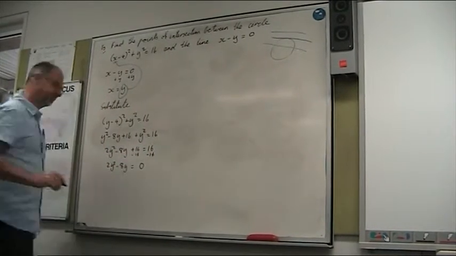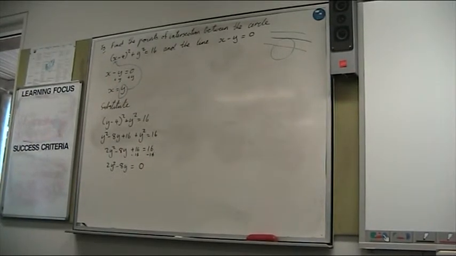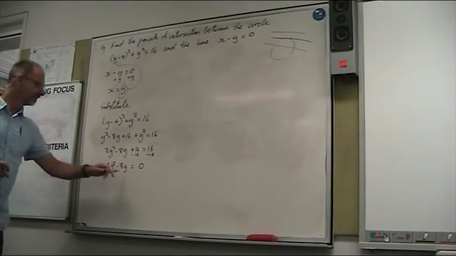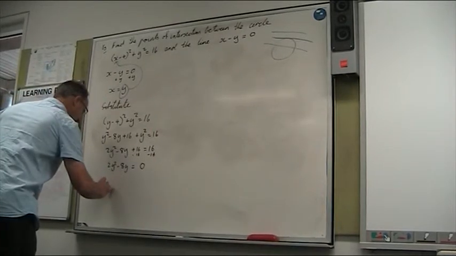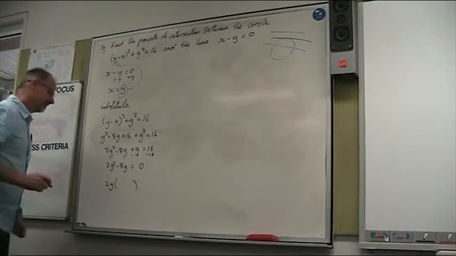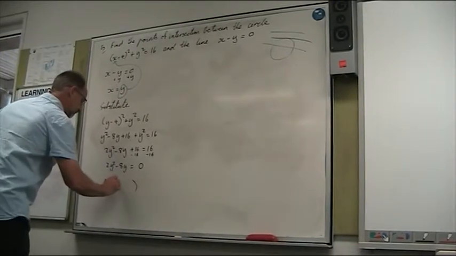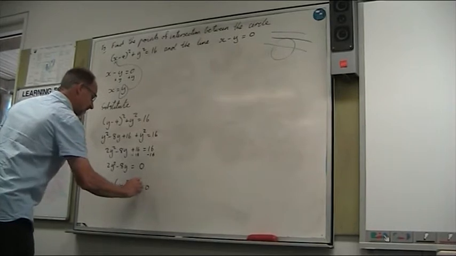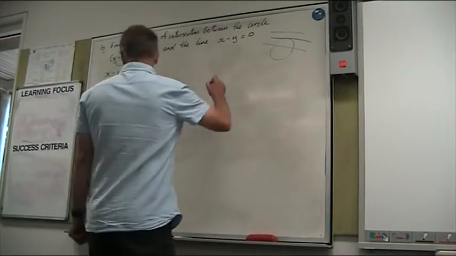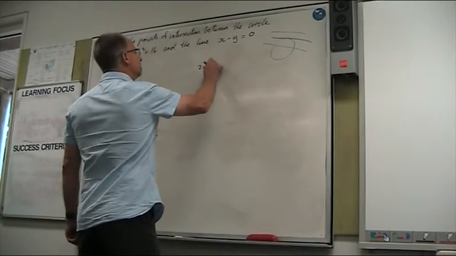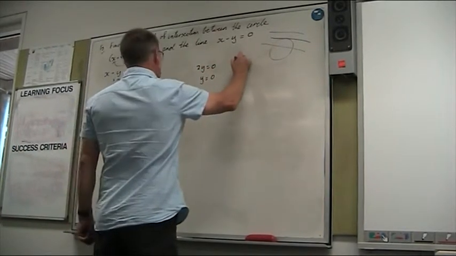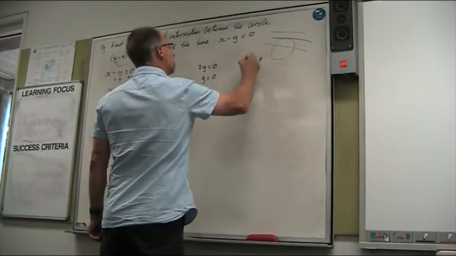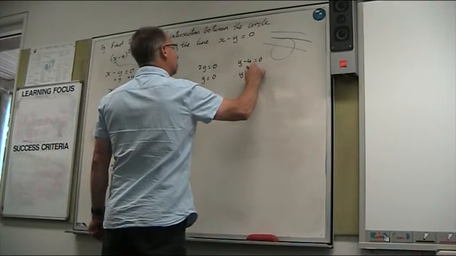Oh, this is an easy one. Now what do you notice? It's got a square thing. Yep. What else? It's got a 2. It's got a 2, so it's a common factor. 2y. What's going to be in the bracket? y minus 4. All right, so our two options for y are 2y could be 0, in which case y would be 0, or y minus 4 could be 0, which means y would be 4.